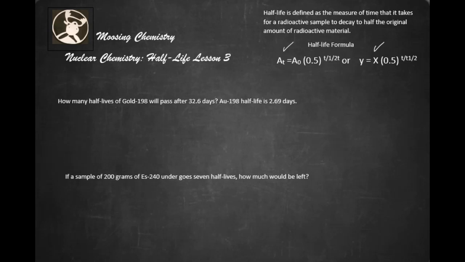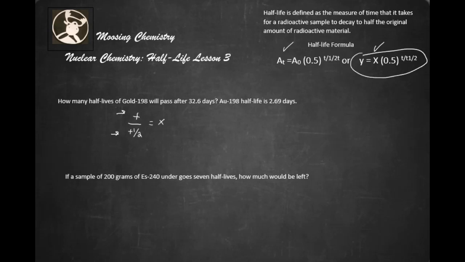First question, how many half-lives of gold-198 will pass after 36.2 days? Au-198 or gold-198 half-life is 2.69 days. Knowing that, all we have to do is this. We know the time, so to figure out the number of half-lives, you would do T over T1/2 equals X. So in other words, if you know your time and you know the length of the half-life, you don't have to go through all of this right here.